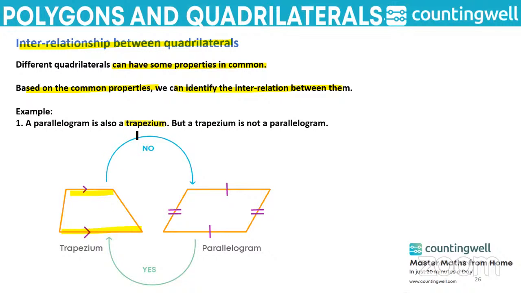So a trapezium cannot be a parallelogram because we are not sure for the other pair of sides. They are not parallel. But a parallelogram can be a trapezium when the one pair of sides are not parallel.